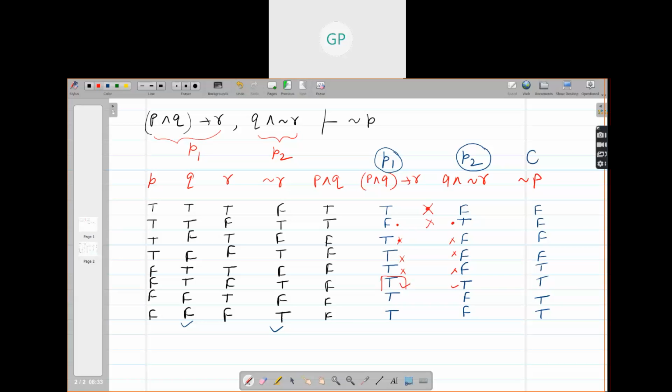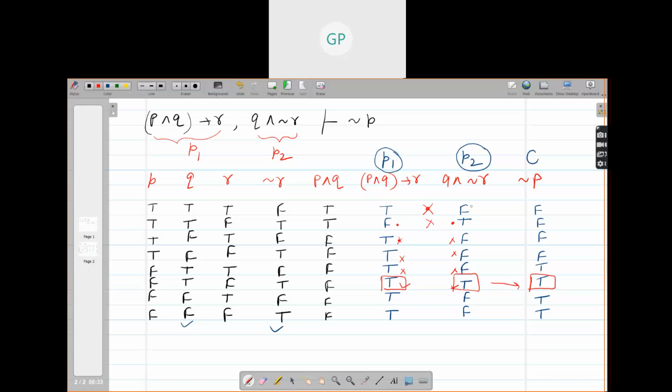Both my premises are true, and then I will check what happens with my conclusion in the same row. What is happening with my conclusion? The conclusion is also true. There is only one row where I am getting both my premises true as well as the conclusion true, and therefore the given argument is valid.